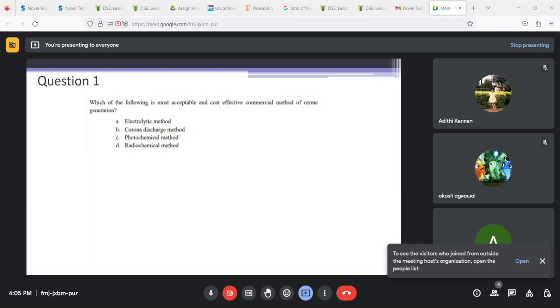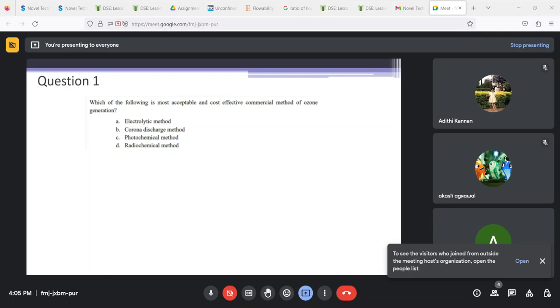Which of the following is most acceptable and cost-effective commercial method of ozone generation? A. Electrolytic method. B. Corona discharge method. C. Photochemical method. And D. Radiochemical method. So, which among these four is the most common and the cost-effective commercial method for ozone generation? Yeah, so the answer is Corona discharge method.